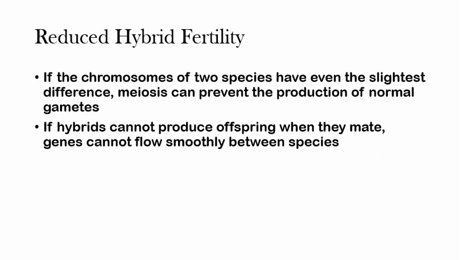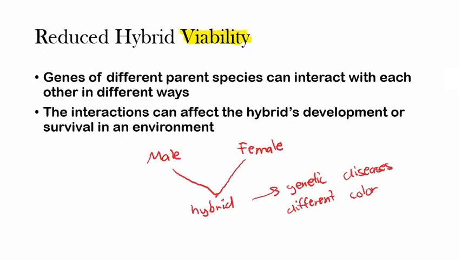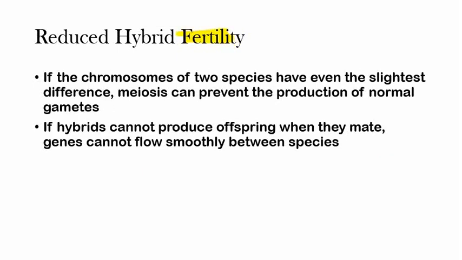Okay. Now the next type is reduced hybrid fertility. And by the way, this is also sympatric speciation because there's no physical barrier. What's preventing it is another factor. Reduced hybrid fertility is an example of sympatric speciation. So this is when you have, again, the male, and then you have the female, and they reproduce and they create the hybrid just like the first scenario.